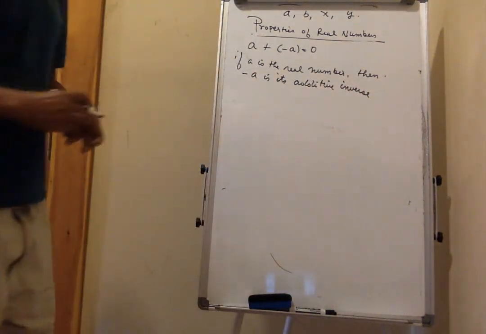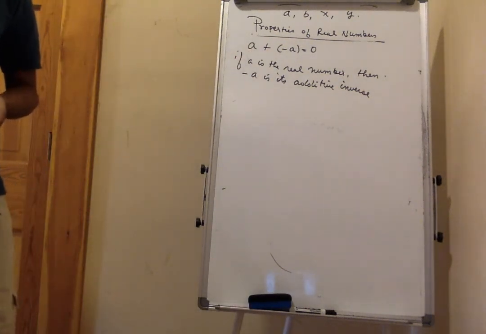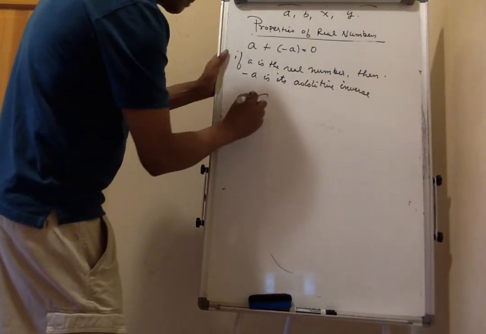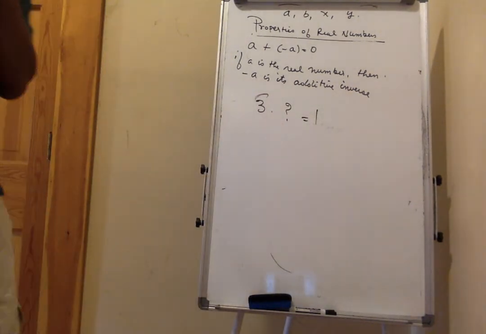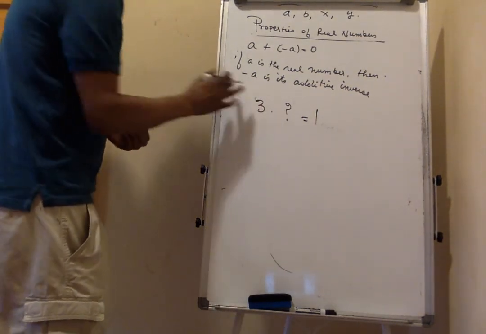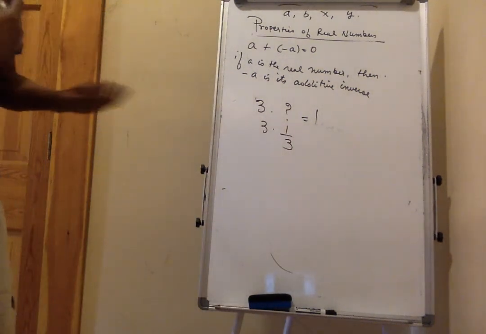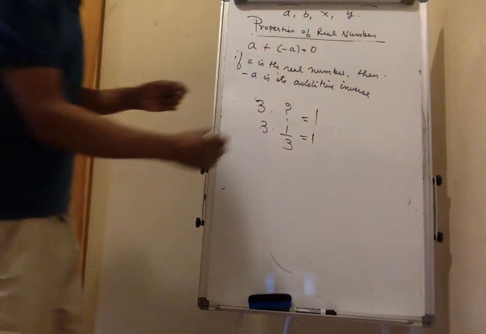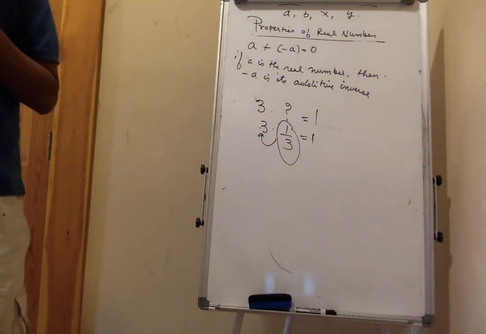You can do it backwards also. If negative a is a real number, then a is its additive inverse. Okay. Now, what should I multiply 3 with in order to get 1? Okay. And then if you look at it, it is what? 3 times 1 over 3. So meaning what? It's a fraction. 3 times 1 over 3 is equal to 1. Therefore, this 1 over 3 is the multiplicative inverse of 3.